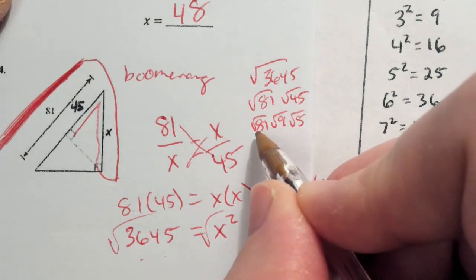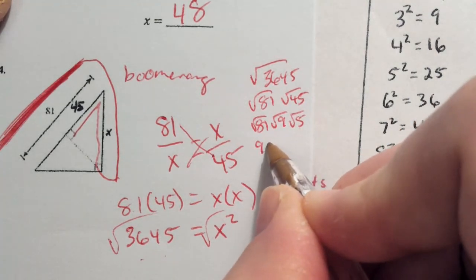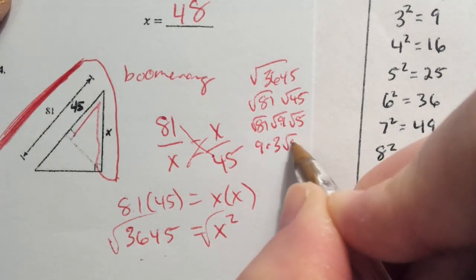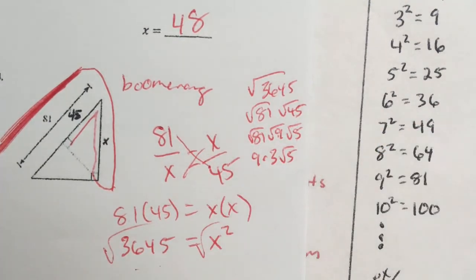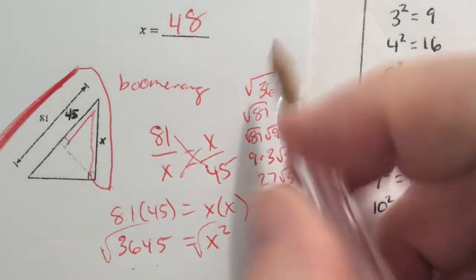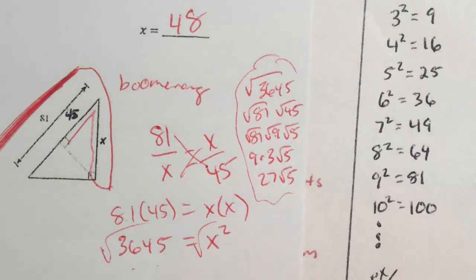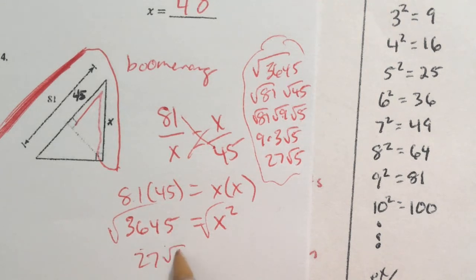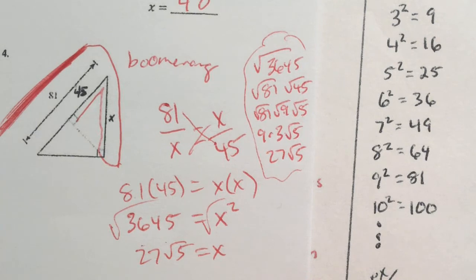What's the square root of 81? 9. What's the square root of 9? 3. And I'm left with the square root of 5. So 9 times 3 is 27, square root of 5. So this square root of 3645 is really 27 square root of 5. And that's our answer. 27 square root of 5.